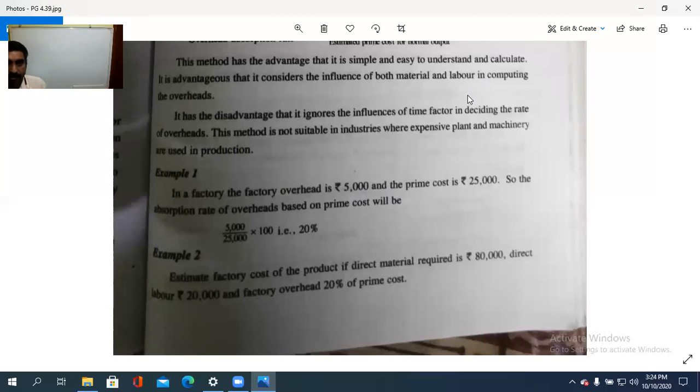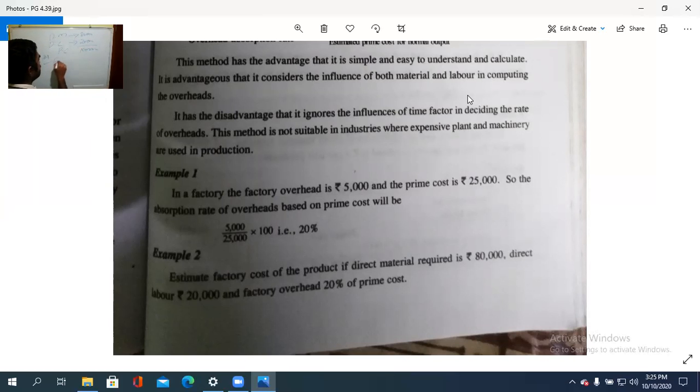See the example. In a factory, the factory overhead is 5,000 and the prime cost is 25,000. So 5,000 divided by 25,000 into 100. So 20%. Then the estimated factory cost of the product, if direct material is 80,000 and direct labor 20,000. In the same way, we will look into that. Direct material is 80,000, direct labor is 20,000, so it is 1 lakh. This is the prime cost.